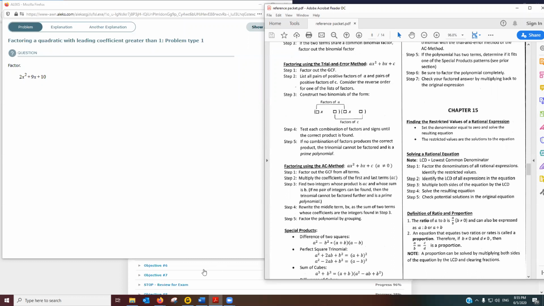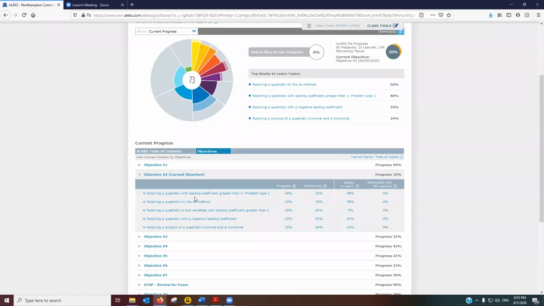I'm recording a video and I wanted to give you some background on working in Objective 2. In Objective 2, there's 5 topics and you can see they really have to do with factoring, mostly factoring quadratic expressions. Now, a quadratic expression is an expression that has an x squared in it. It's the variable to the exponent 2. That's what makes it quadratic.